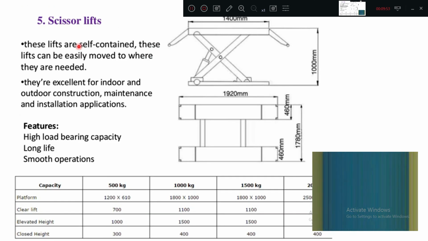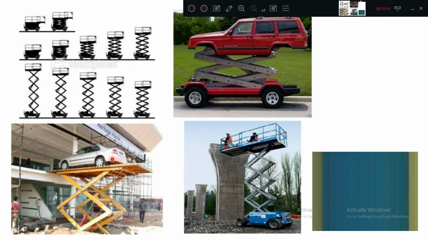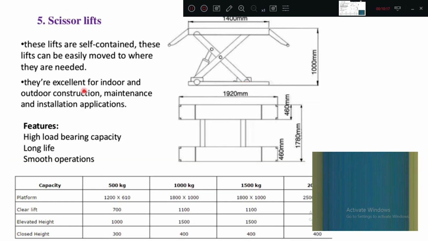Okay, what do you mean by this scissor lift? Scissor lifts. Okay, so these lifts are self-contained, these lifts can be easily moved to where they are needed, to transport small loads up to the height. If you see this diagram, you will understand. Okay, these are called scissor lifts. Now you can see they are excellent for indoor and outdoor construction, maintenance and installation. For a big building, you want to have maintenance, there you can go for this one.